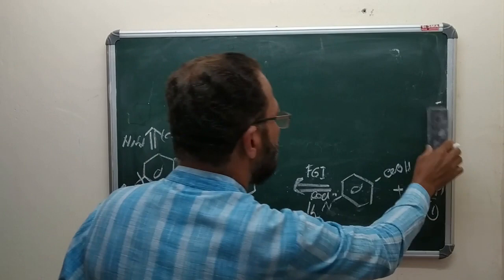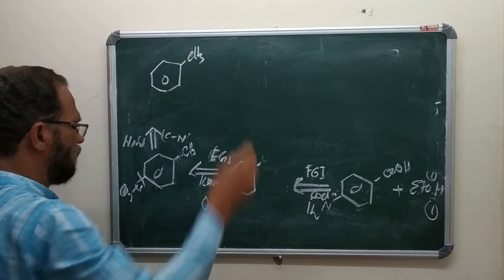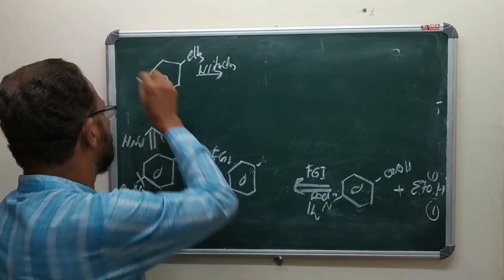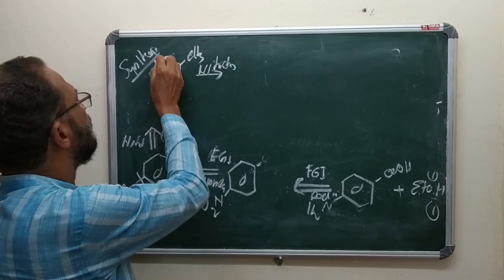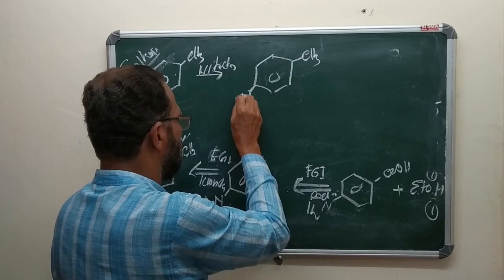Here, you have to take toluene. In the synthesis part, you take toluene and subject it to a nitration reaction. This is the synthesis part. Nitration. You will get nitrotoluene.